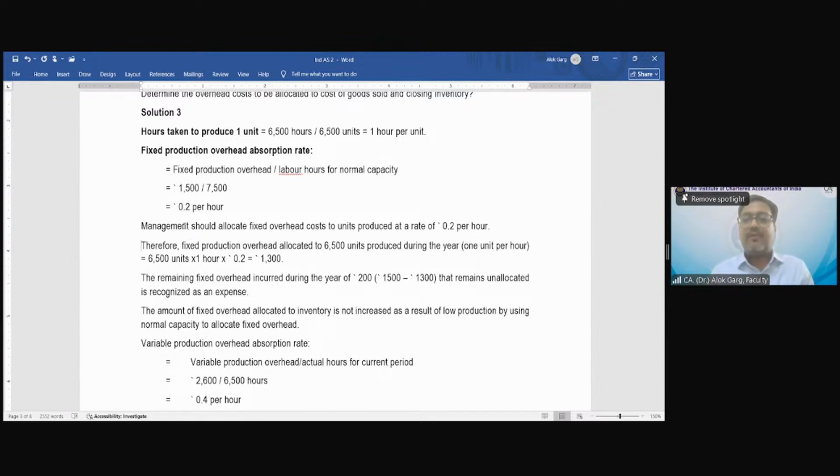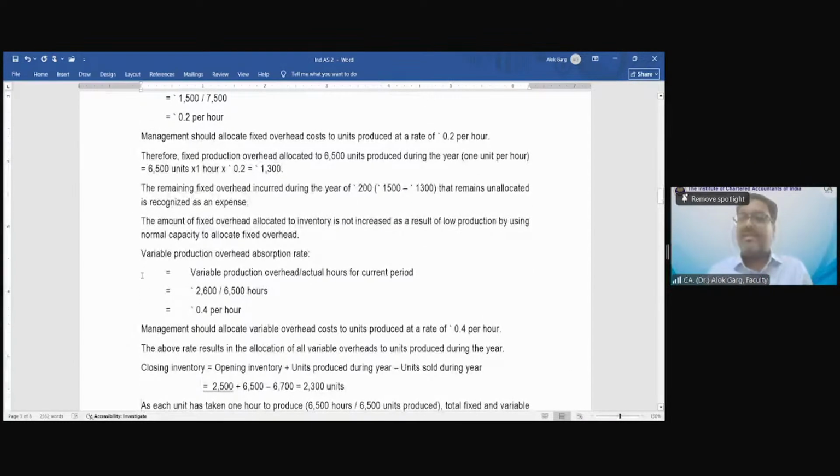What is my fixed production overhead allocation? 6,500 units multiplied by 20 paisa per hour, 1,300. The remaining fixed overhead incurred during the year, 1,500 minus 1,300, 200, will be charged to P&L. The amount of fixed overhead allocated to inventory is not increased as a result of low production, by using normal capacity to allocate fixed overhead. This is the abnormal loss, inefficiency.